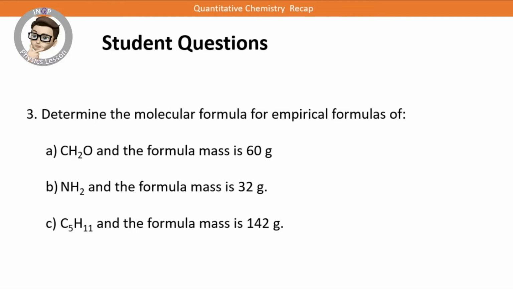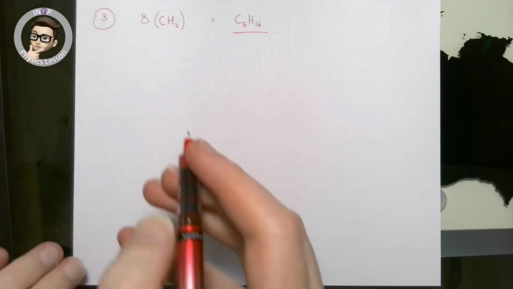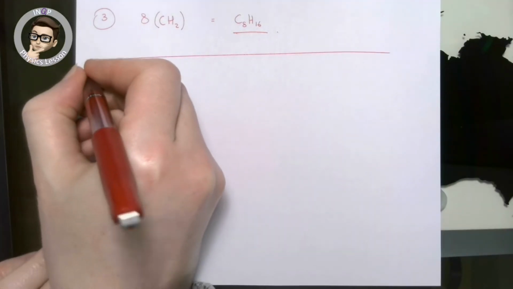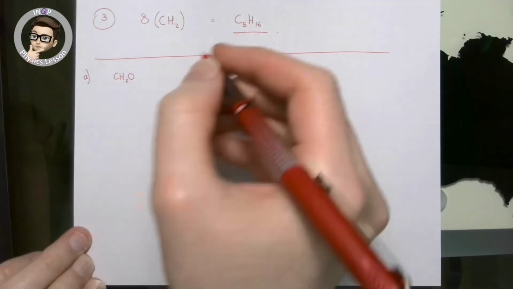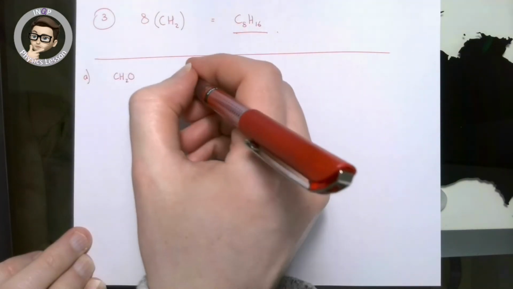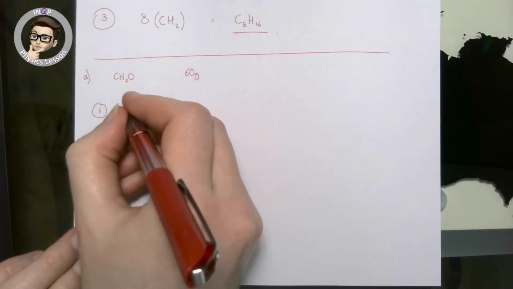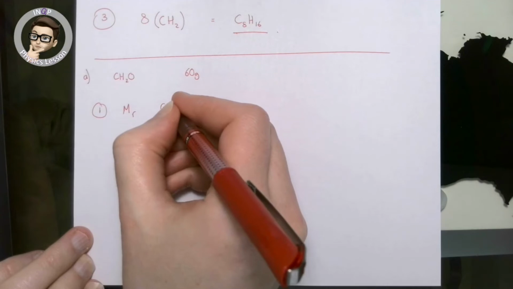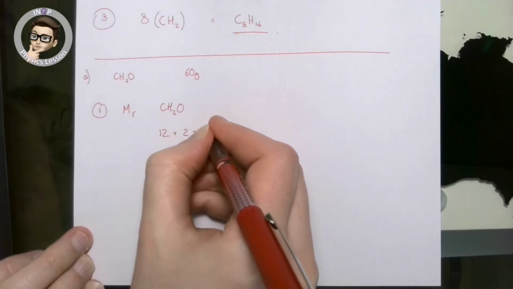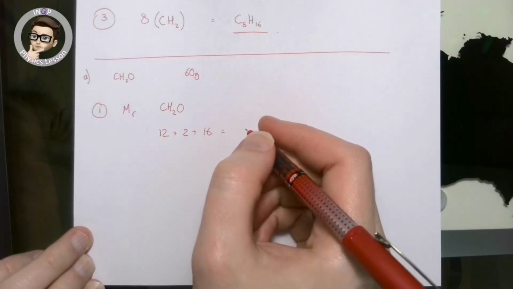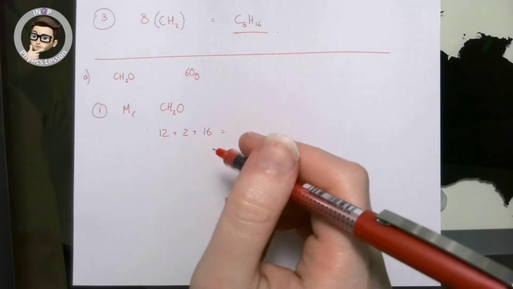Okay, so let's go through some answers. So question 1, part A, we had the empirical formula CH2O, and we're told that the formula mass was 60 grams. So step 1, as we've done before, is to find the relative molecular mass of the empirical formula, CH2O. So that is going to be 12 plus 2 plus 16, which is going to give us an answer of 30. Yep, 30.